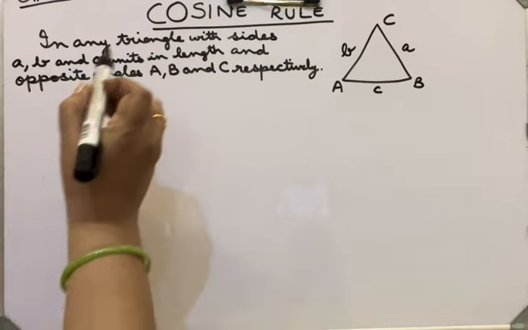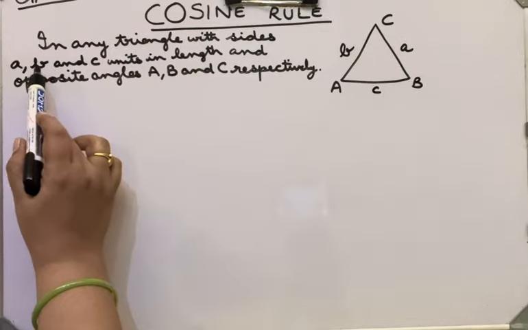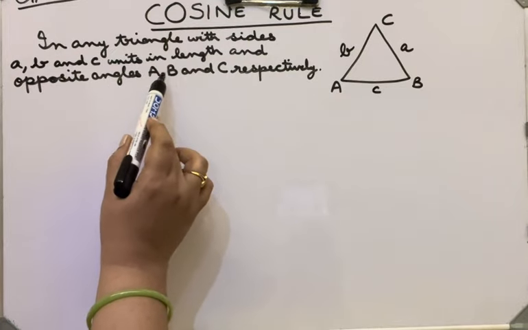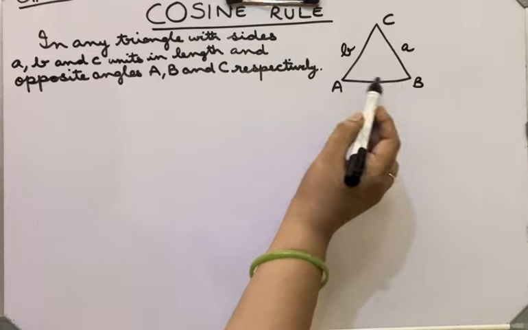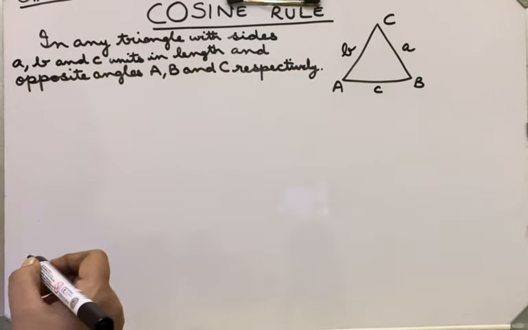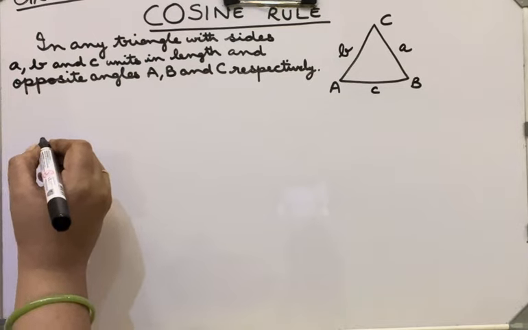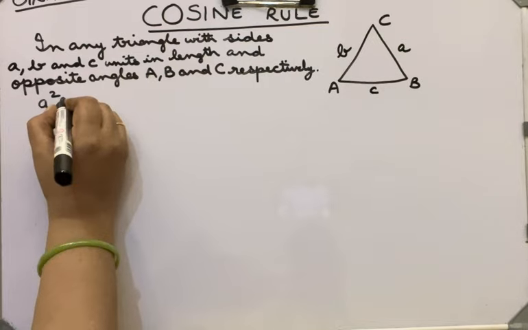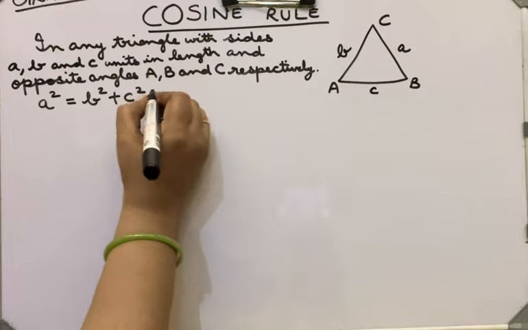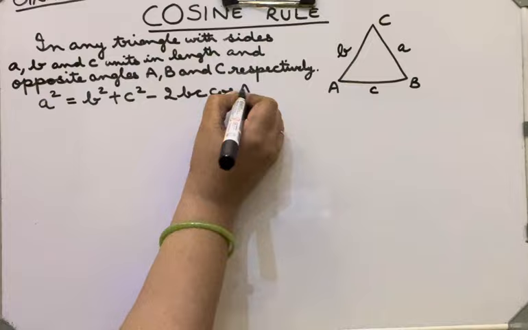So what does the cosine rule say? In any triangle with sides small a, b and c units in length and opposite angles capital A, B and C respectively, as demonstrated in the figure here. So what do we observe? The standard formula for the cosine rule is small a square is equal to b square plus c square minus 2bc cos A.